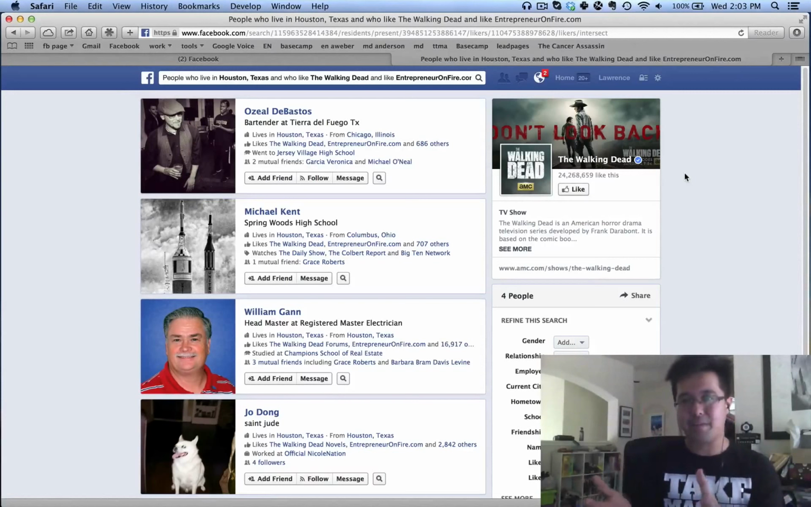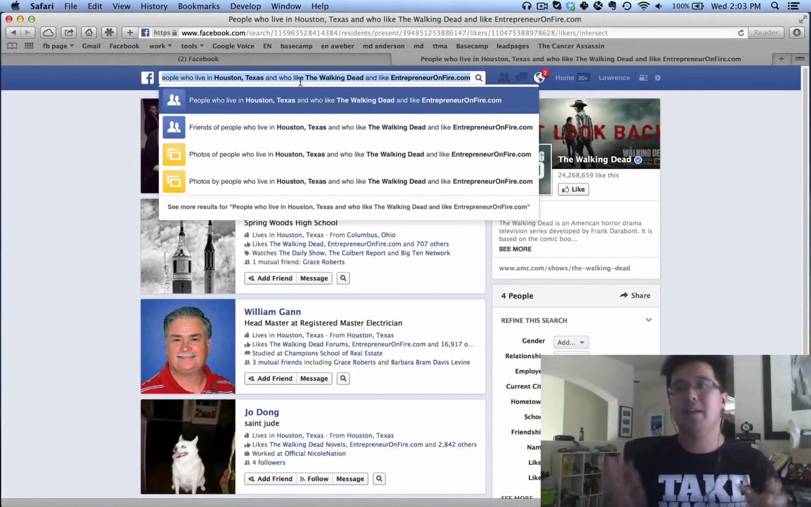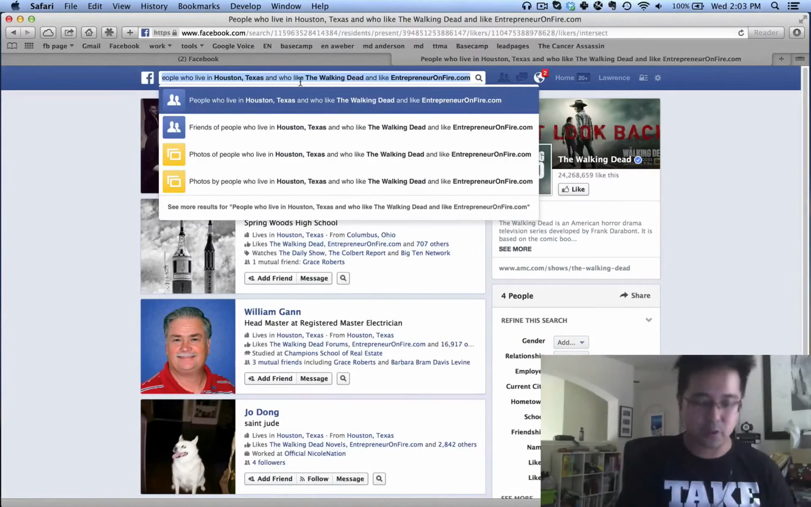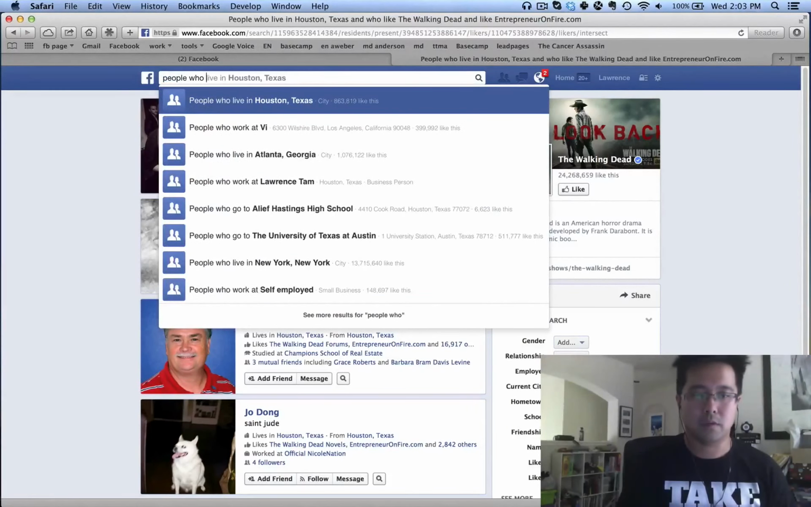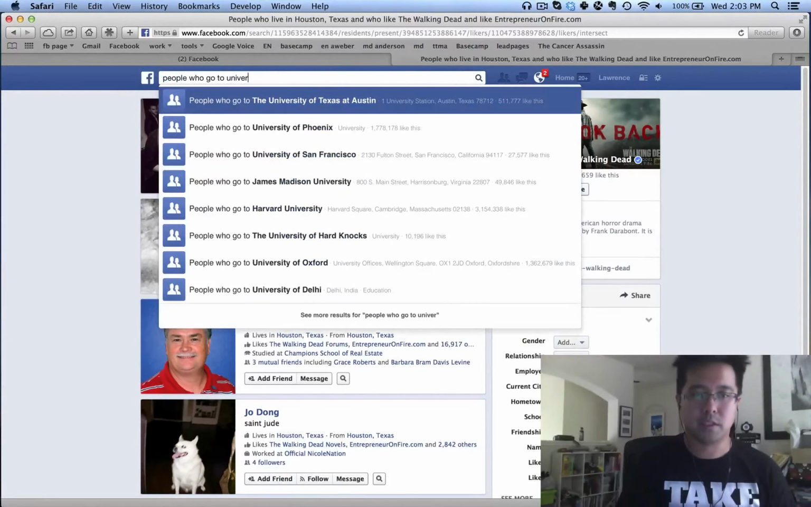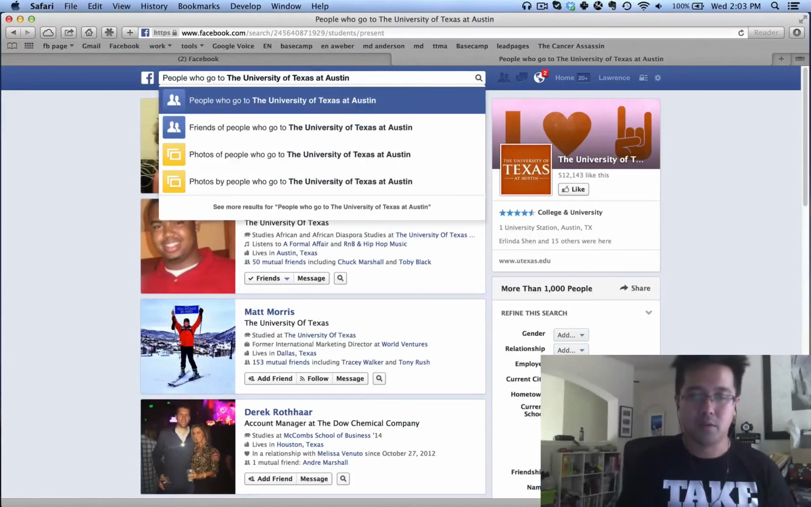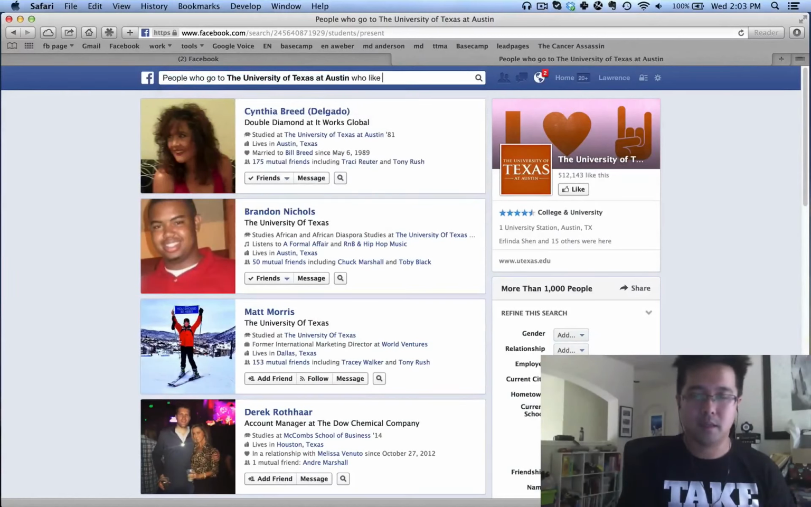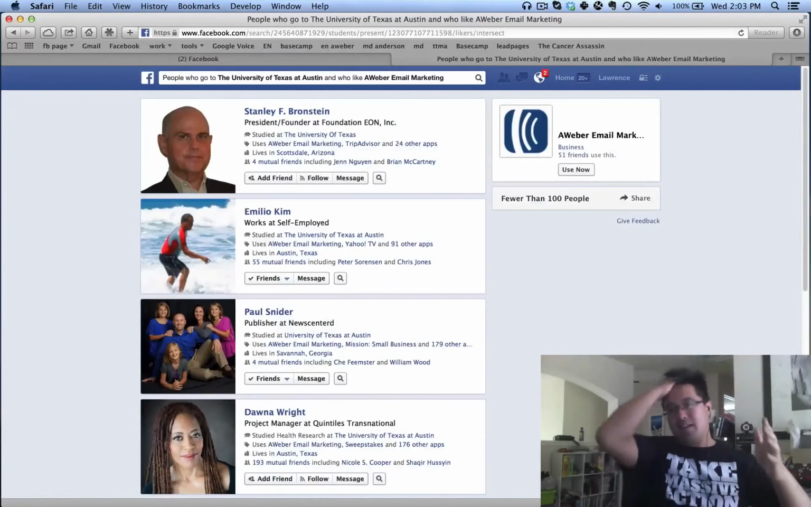You can have ad copy specifically to people and have ads targeting, knowing what they like and what their preferences are. You can totally dive down into things like where they went to school. Maybe, let's say, fanatical University of Texas. People who go to University of Texas at Austin, right? And who like AWeber marketing.